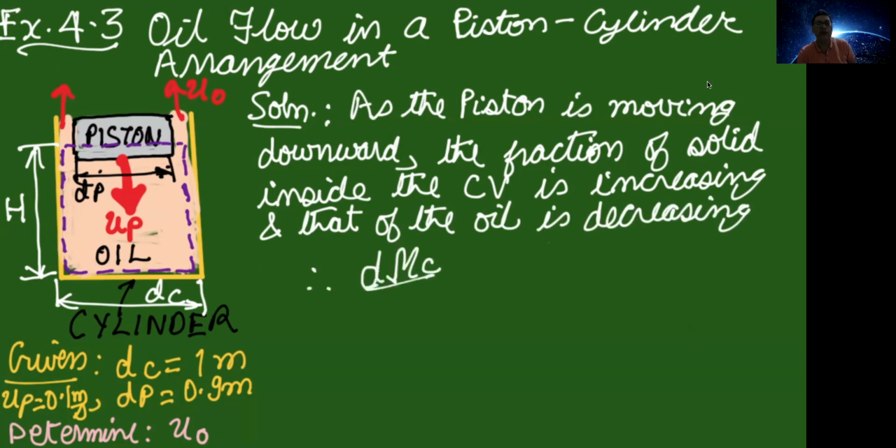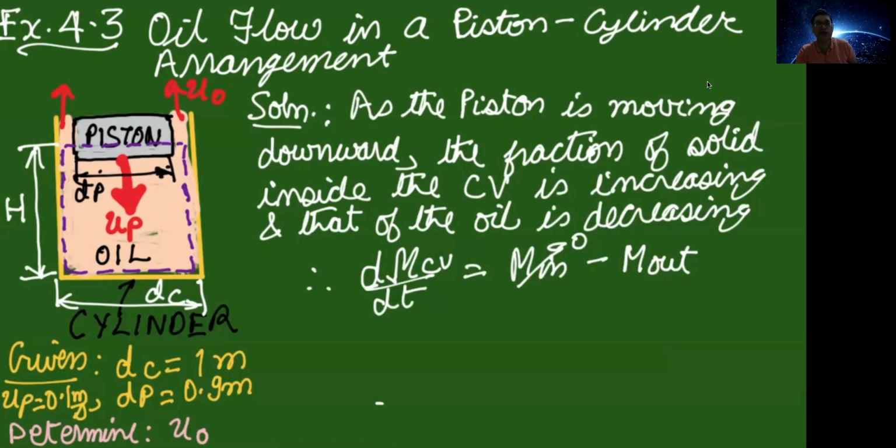Therefore, the mass of the oil inside this control volume is not constant during the time when the piston is moving downward. So when we use mass conservation, we know that in a Lagrangian system, the rate of change of mass is equal to 0.